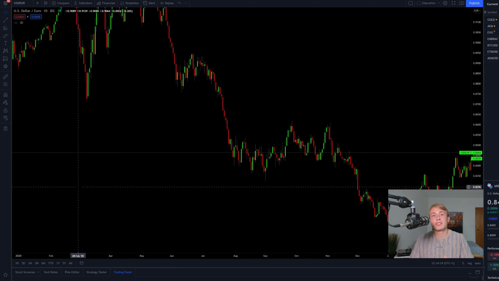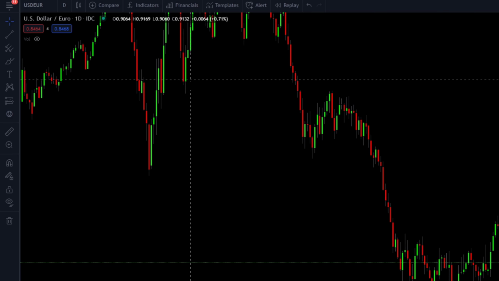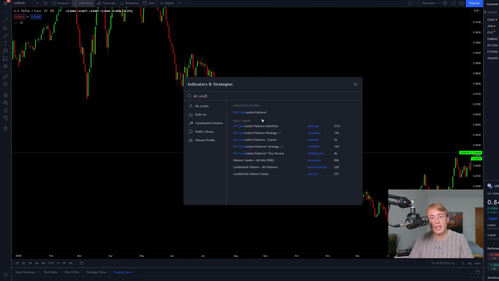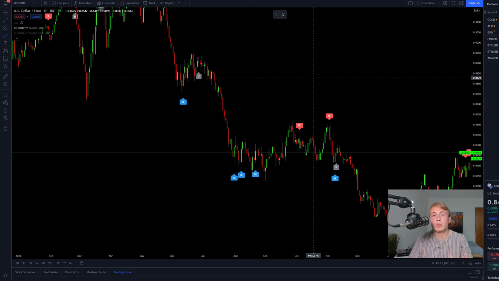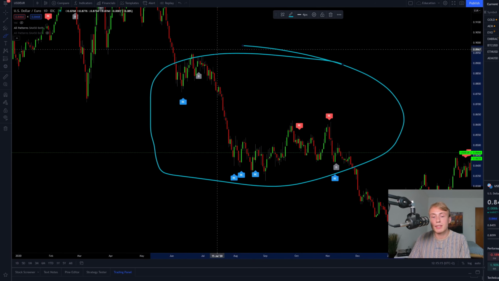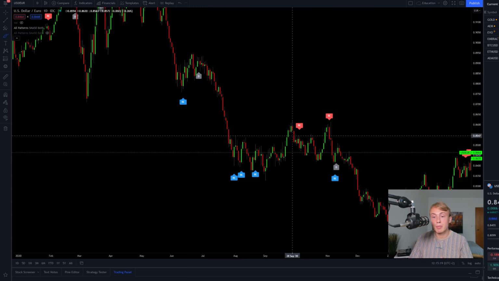Alright guys, so now we are ready to take a look at the final TradingView indicator. And the final indicator is the candlestick pattern indicator. To open this one, we go once again up to indicators right here. We search for all candlesticks. And then we have something called all candlestick patterns. This is an indicator that will automatically find Japanese candlestick patterns here on the chart, and it's a very useful tool here in my opinion.